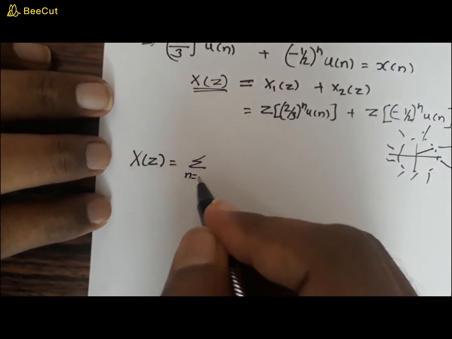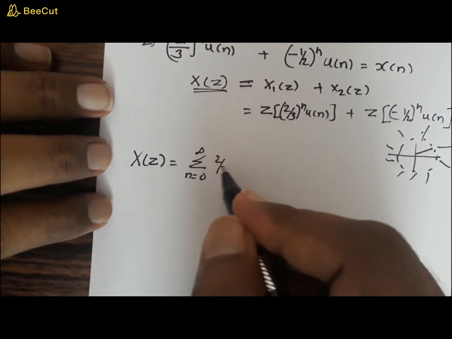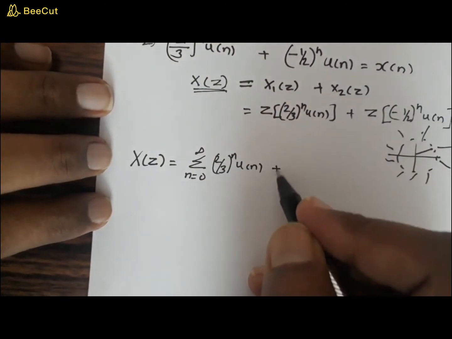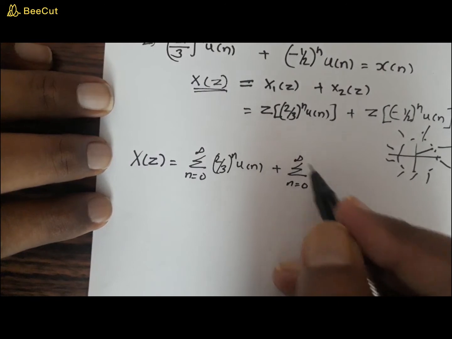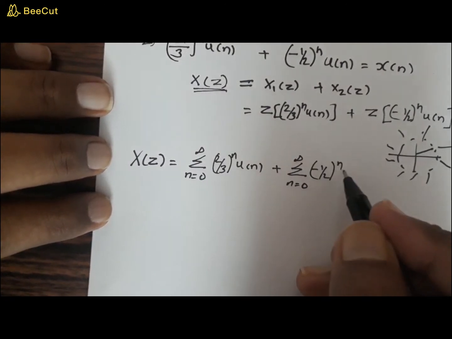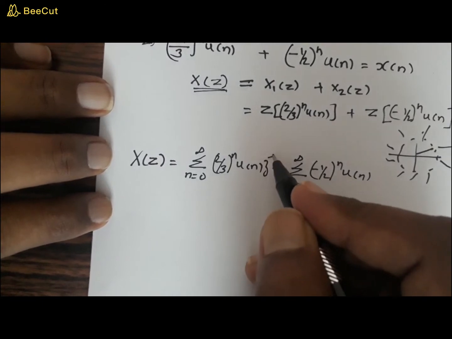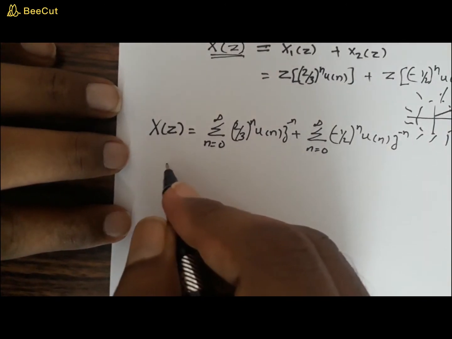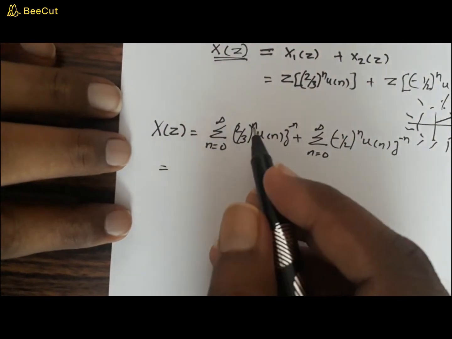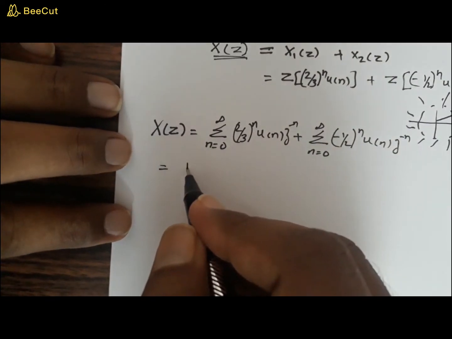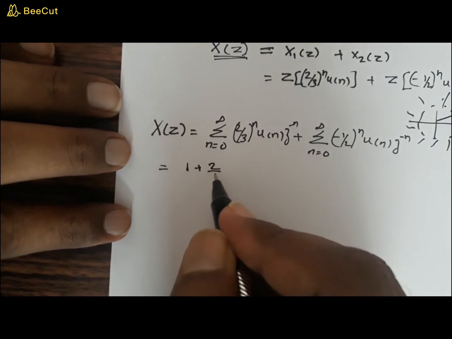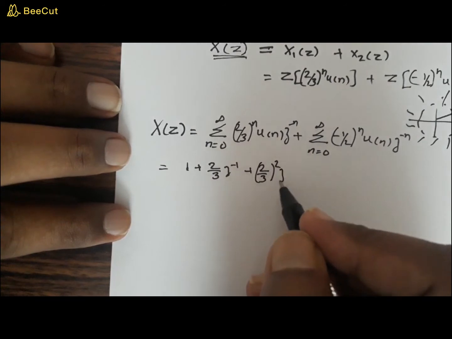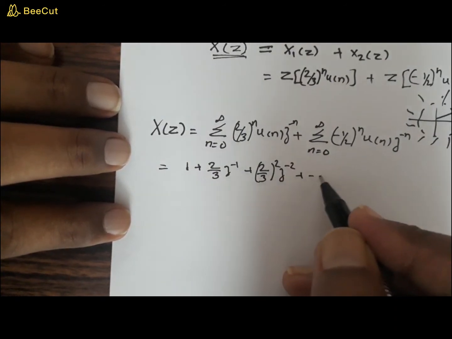X(z) is equal to the sum from n equals 0 to infinity, meaning it is only causal. That's why we use 0 to infinity, (2/3)^n u[n], plus the sum from n equals 0 to infinity of (-1/2)^n u[n], into z raised to minus n. Okay, now let us try to expand this. What happens when n is equal to 0? When you put n equal to 0, this becomes 1 plus (2/3) z^-1 plus (2/3)^2 z^-2, etc.